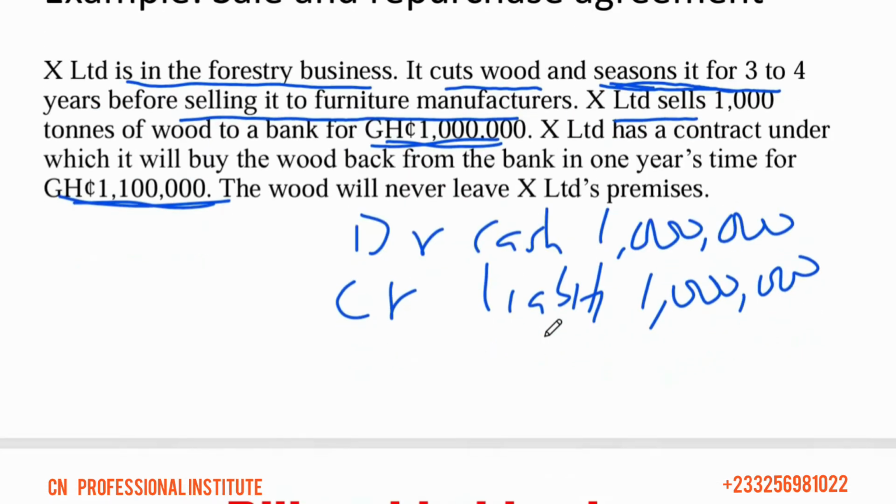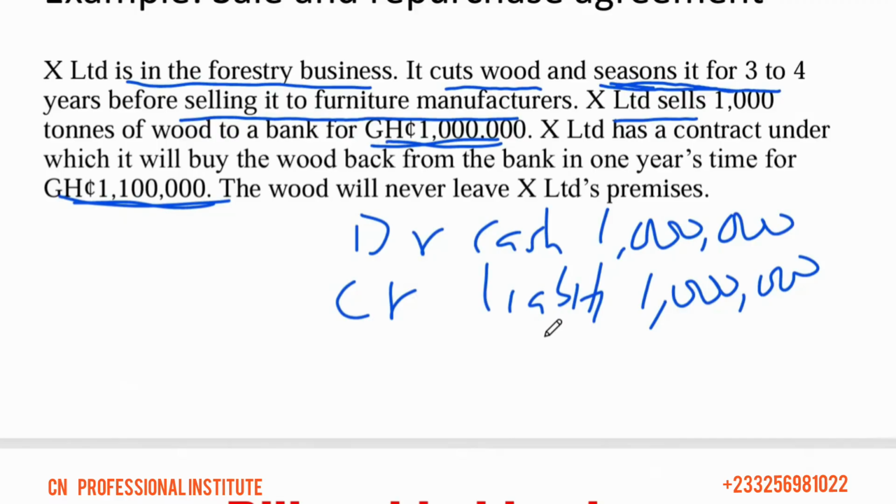So when the year is up and we buy back, we credit our cash and debit the liability to remove it from the books. But at the year end there will be interest, the difference between the 1 million and 1,100,000, and that interest should be recorded as interest expense in the books. Very good.